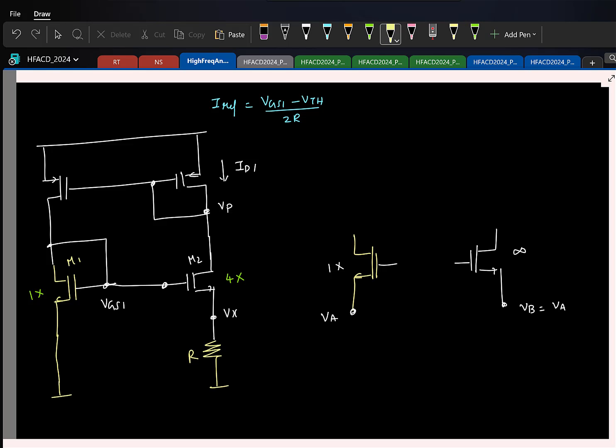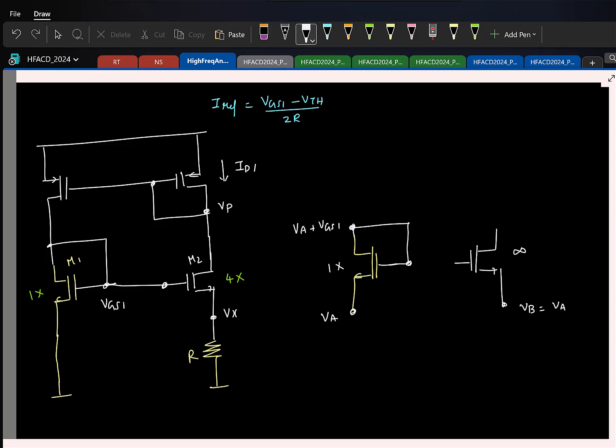Again, to get the estimate of VGS, this is the only thing you can do. You make sure that you go and connect it. So what will be this voltage now? If this is VA, what is this voltage? VA plus VGS1.